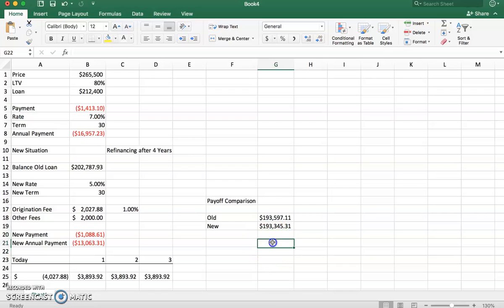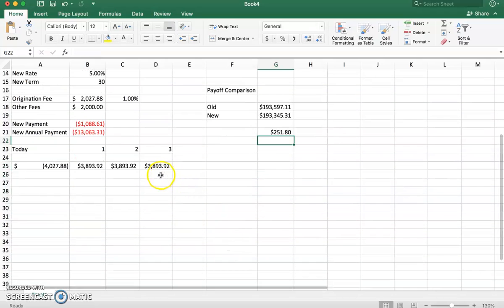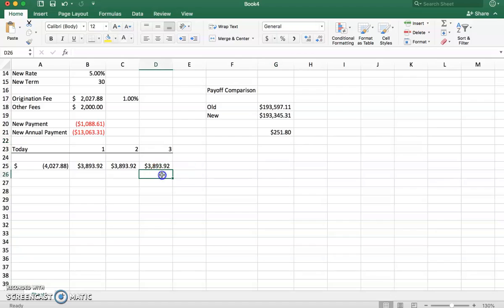What we need to do now is just find the difference. So that's going to be this one minus that one. Perfect. All right, so I'm going to go ahead and put that number in here because at the end of the third year, that's going to be the difference between those two numbers. Let's just do this. Perfect.